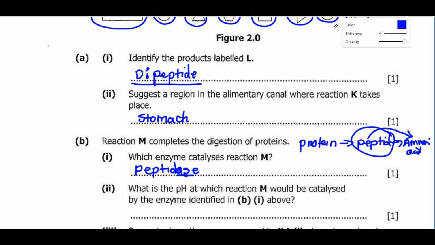What is the pH at which reaction M would be catalyzed by the enzymes identified in B1 above? So the reaction M would be basic. This is now in the small intestine. So this would be basic.